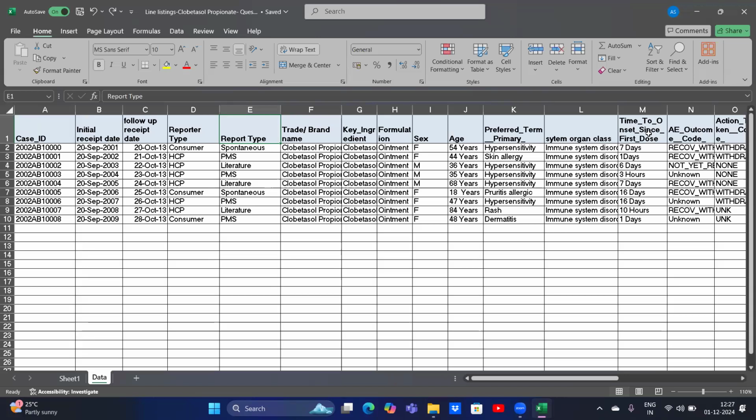The listing which will be provided to us will have a listedness column, right? That listedness will be USPI or CCDS. How will we get to know that?